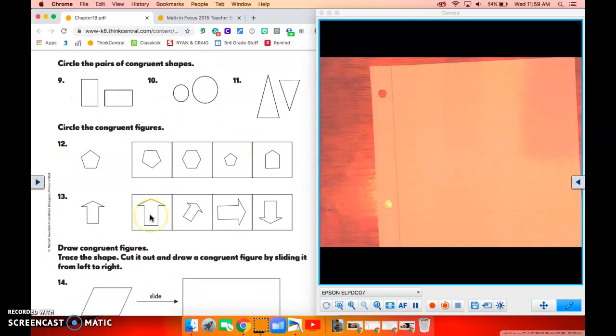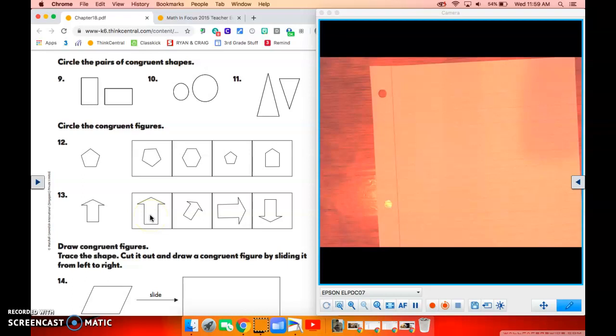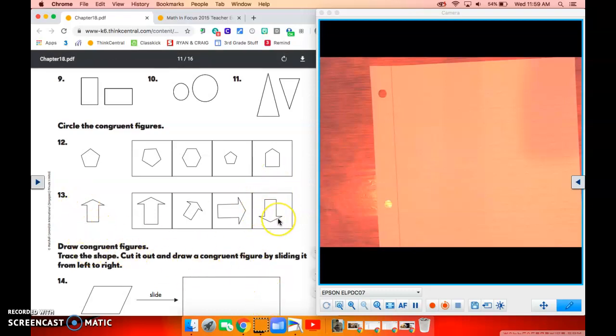Okay? And let's look at 13. Here's our arrow. That looks a little bigger than this one. That looks a little smaller. That one looks a little bigger. This one looks like it's the same exact one. It's just flipped down or turned, rotated.